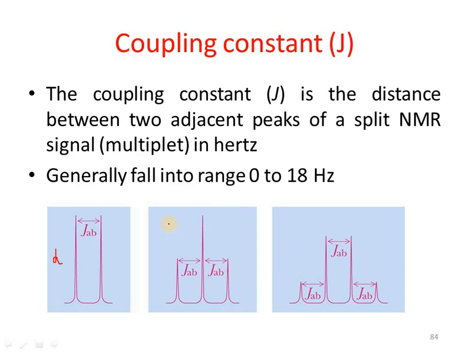Similarly, in this signal, which is a triplet, the distance between any two peaks is a coupling constant. Similarly, in this quartet signal, the distance between any two peaks is the same, and it is the coupling constant. It generally falls between 0 to 18 Hertz.